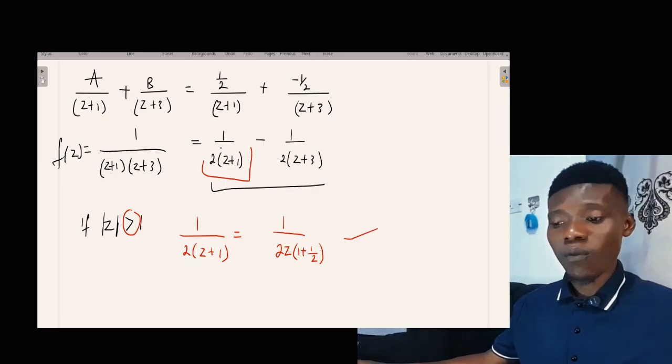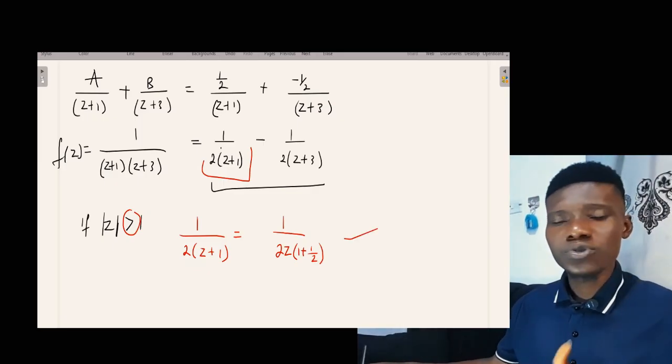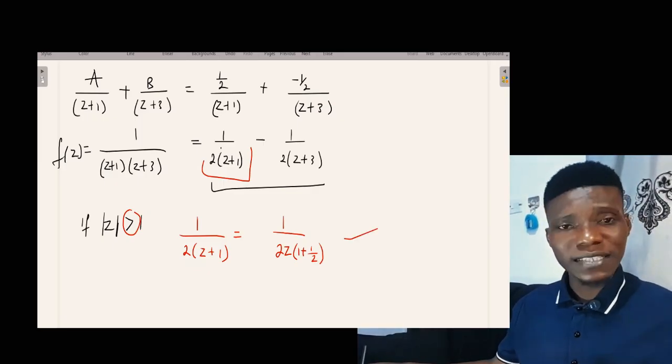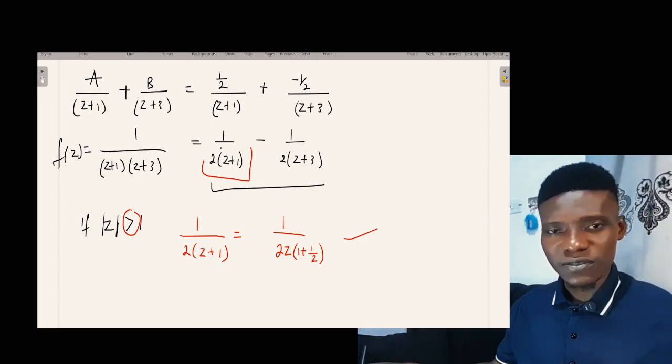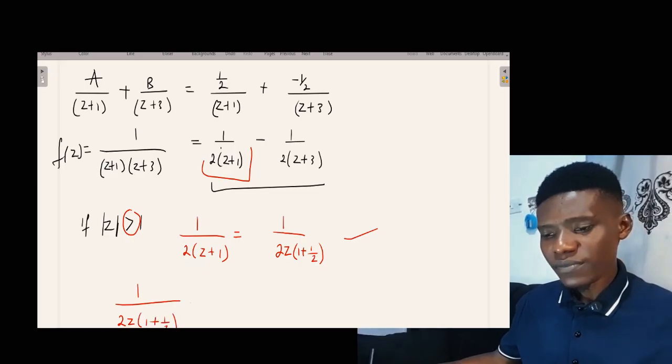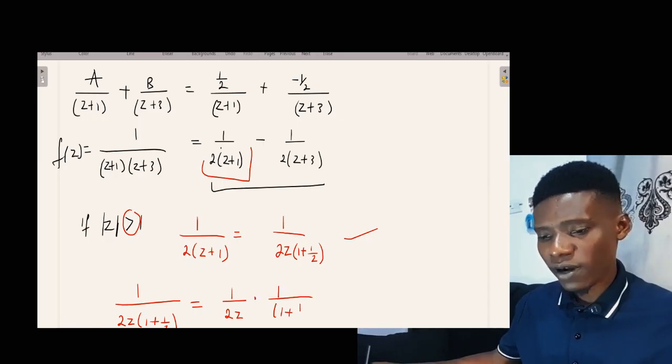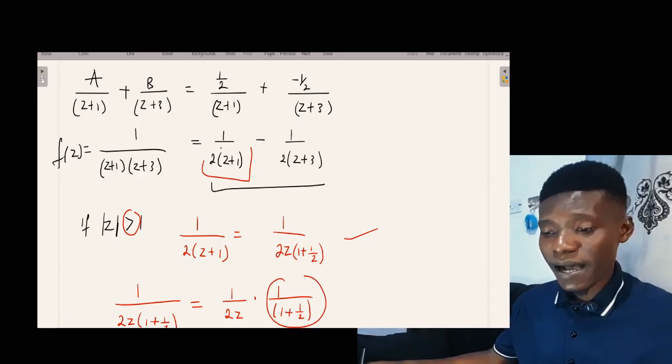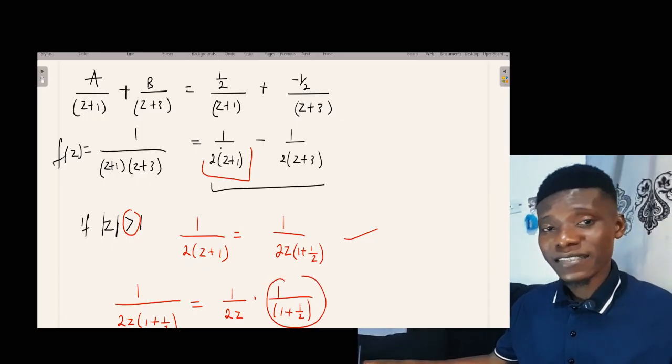Now, this is what we are working with. So how do you expand this in the form of a Taylor series? Let's do that. 1 over 2z into 1 plus 1 over z is the same thing as 1 over 2z times 1 over 1 plus 1 over z. Now, this part can be expressed as a Taylor series. How do we do that?